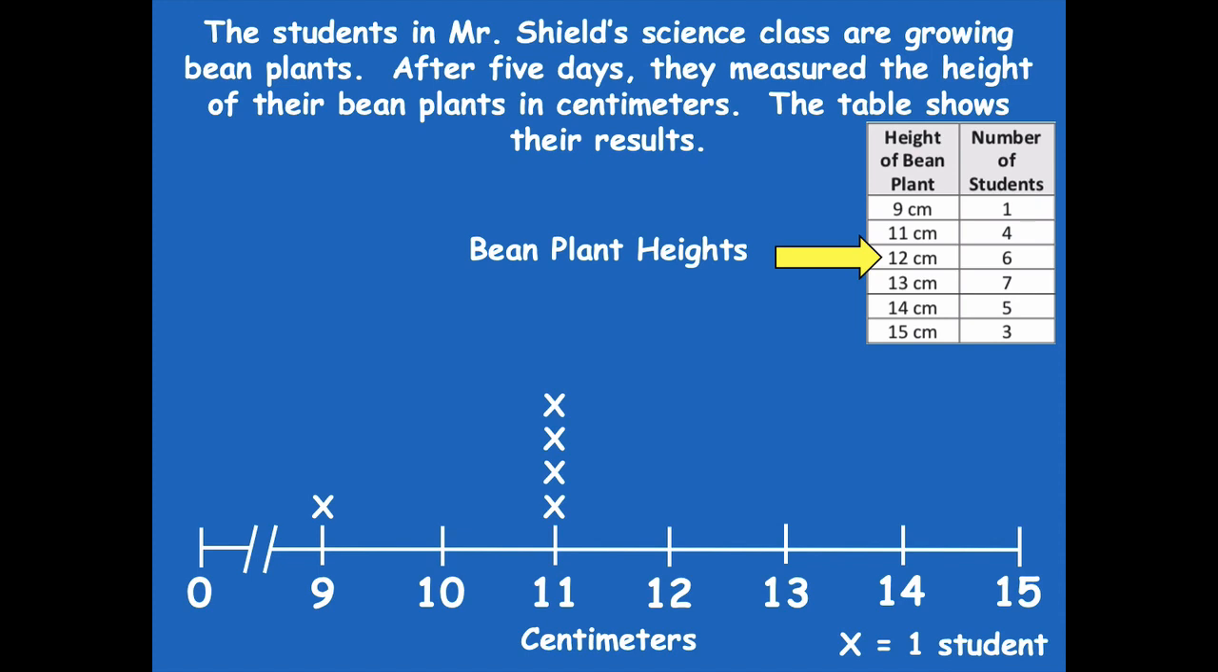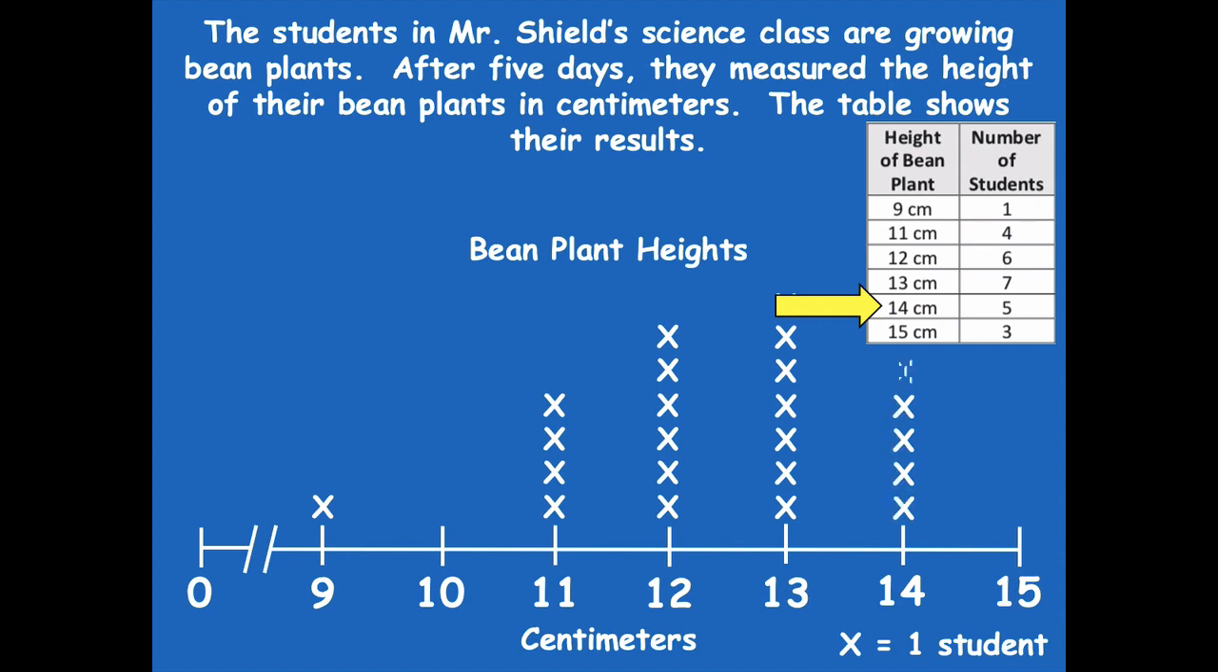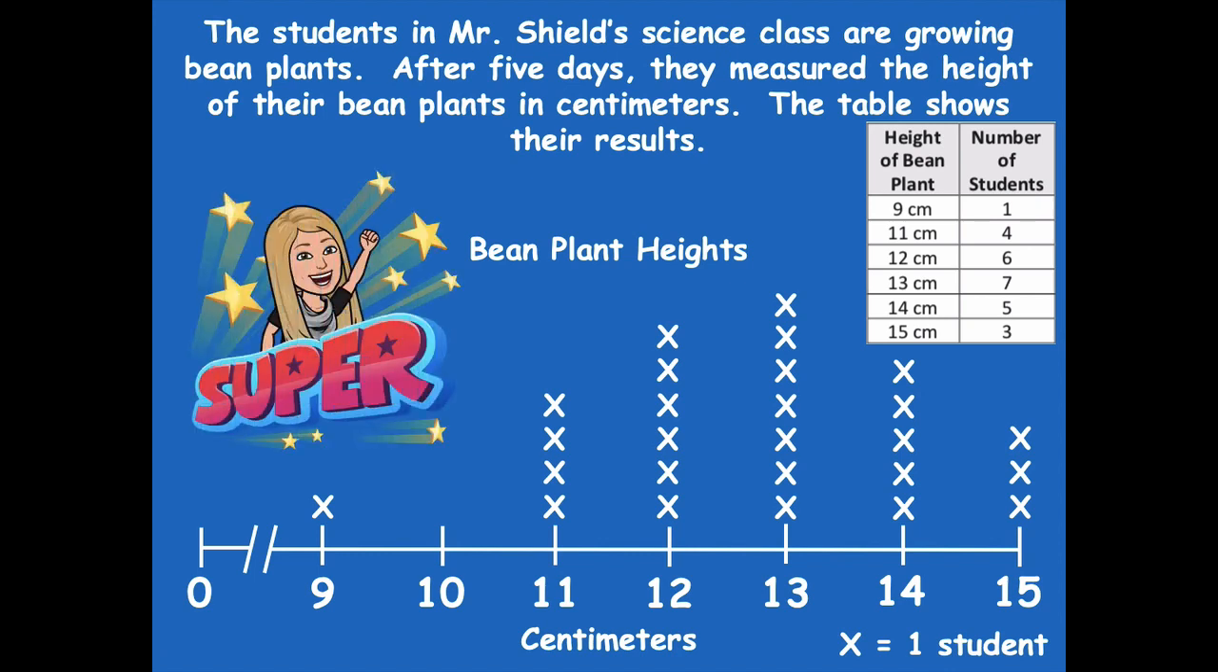All right, so let's look at 12 centimeters. There were 6 students. So 1, 2, 3, 4, 5, 6. 13 centimeters had 7 students. 1, 2, 3, 4, 5, 6, 7. Again, remember how they're lined up nice and neat. 14 had 5 students with a 14 centimeter bean plant. So we have 1, 2, 3, 4, 5. And 3 students had a 15 centimeter bean plant. So there is my line plot. Super job with that one, friends.